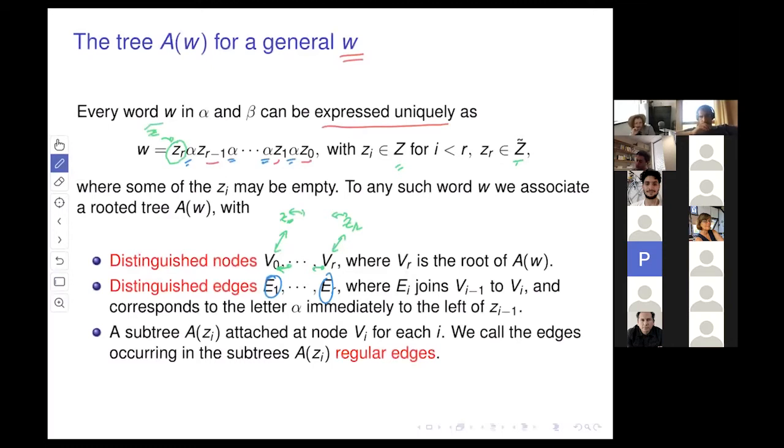And then to every distinguished node v_i, I'm going to attach one of these last Cauchy and Berger trees. Okay. And then edges in that subtree are going to be regular edges as opposed to these distinguished edges. That's what they're moving from one tree to another.